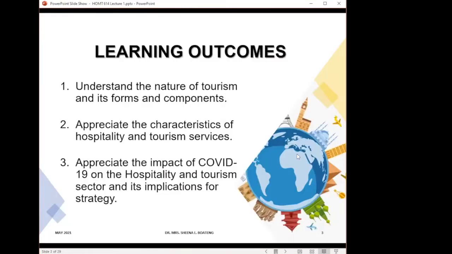Now, as usual, there are certain learning outcomes we hope to achieve by the end of the session. For today's session, there are 3 main learning outcomes. The first one is to be able to understand the nature of tourism and its forms and components, because it is with this understanding that we will be able to understand the levels at which we can strategize and how to obtain the best results based on the strategies we formulate.